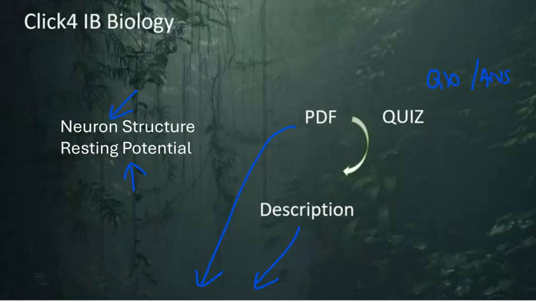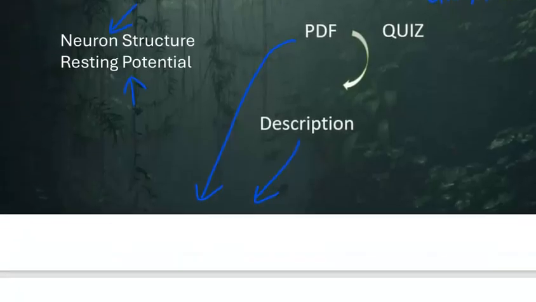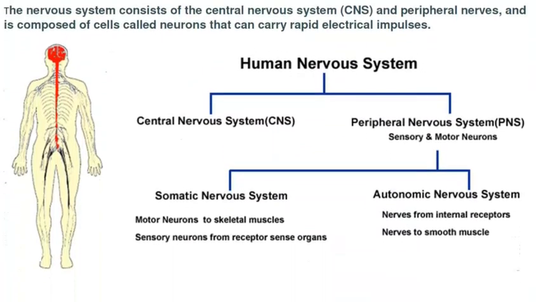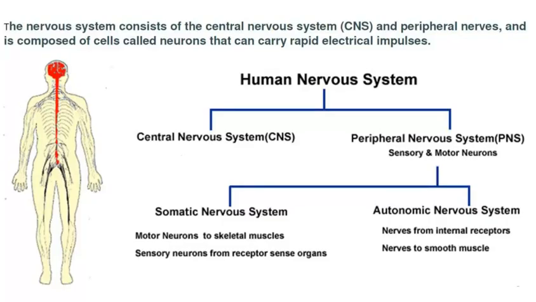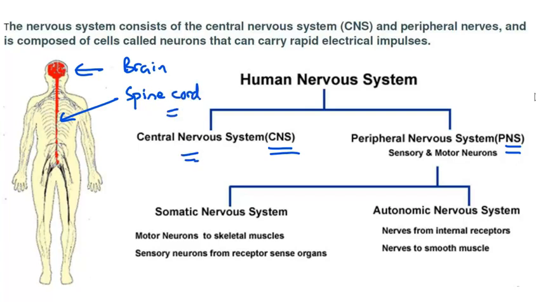So let's look at the structure of nerve cells and their locations. The human nervous system is divisible into two major components. There's the central nervous system and the peripheral nervous system. The central nervous system is composed of the brain and the spinal cord shown here. So that's part of the central nervous system.